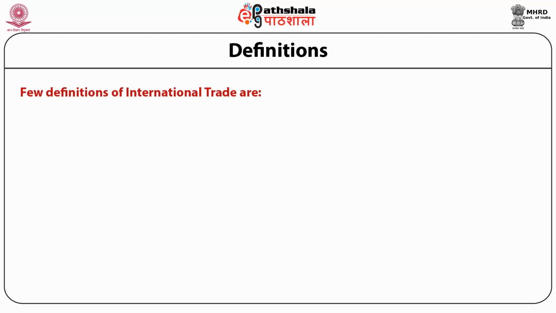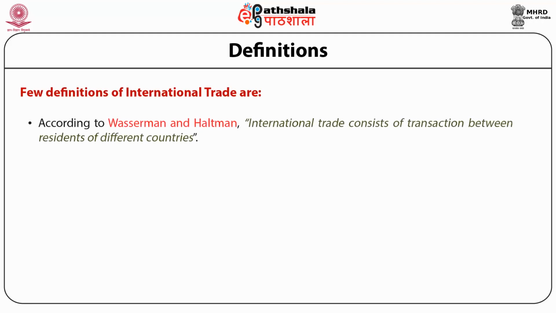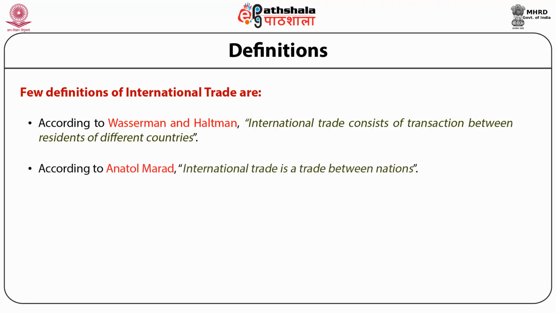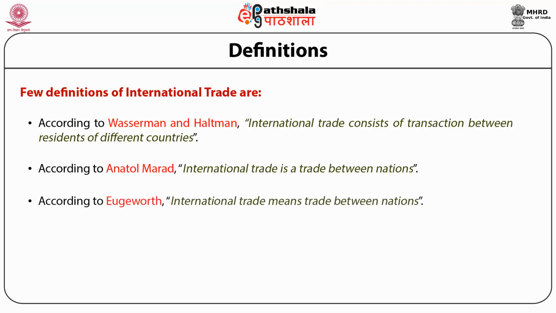There are various definitions provided by different persons. According to Wasserman and Hultman, international trade consists of transactions between residents of different countries. According to Marrat, international trade is trade between nations. According to Ohlin, international trade means trade between nations.